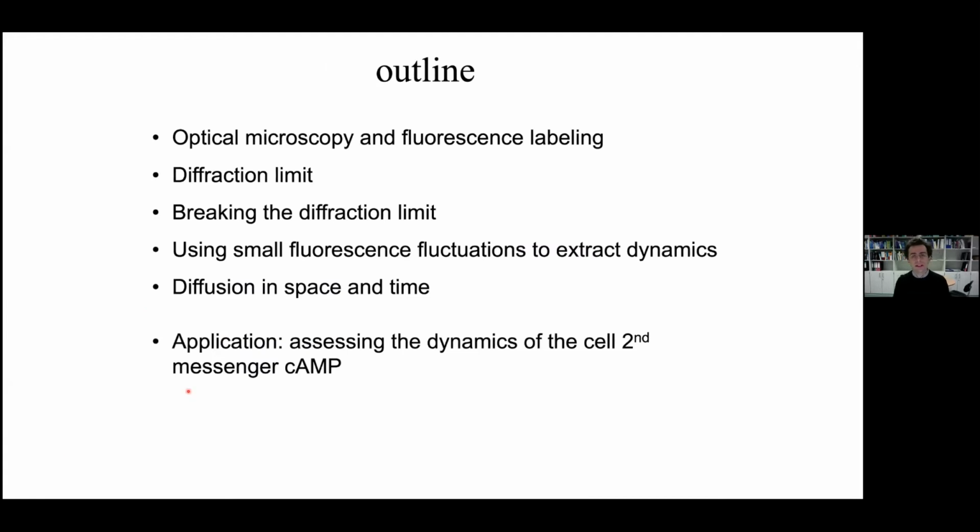So to start with a quick discussion about optical microscopy and fluorescence labeling, then hitting the diffraction limit and breaking the diffraction limit, and then move to how to use the notion of small fluorescence fluctuation out of equilibrium, which is a more physical thing, so I didn't lose completely my roots, to extract information about dynamics of molecules within living cells. Then I will try to give you a very quick and superficial, but I hope at least stimulating overview of how to capture diffusion in space and time. And then I will go to an application.